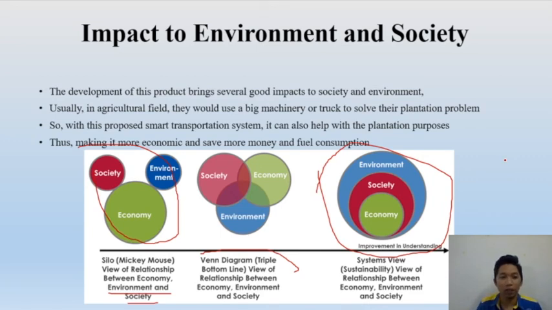So mostly the development of this product brings several good impacts to society and the environment. Usually in the agriculture field, they would use big machinery or trucks to solve their plantation problem. So with the purpose of the smart transportation system, we can ensure it also can help the plantation purpose. Thus, the work will be more ergonomic, and they save more money and fuel consumption in the agricultural field.